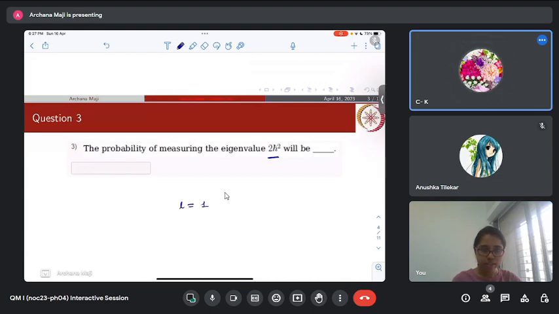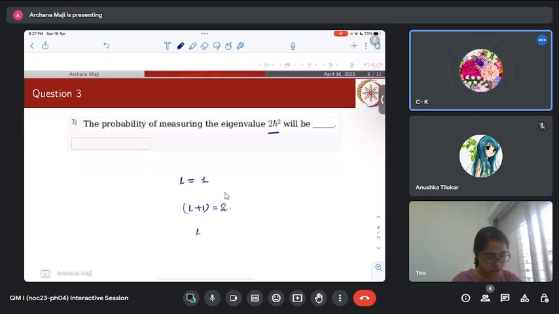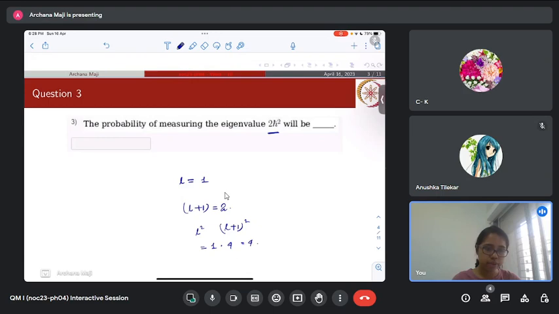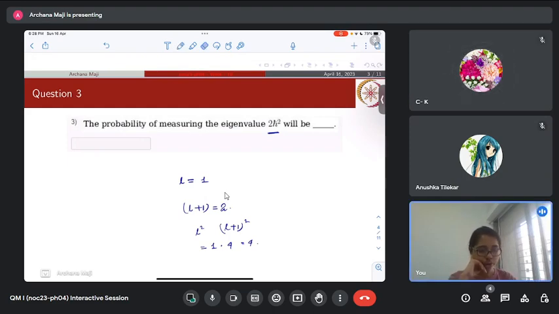Then l plus 1 is 2. So you have l and l plus 1 whole square, the multiplication, 4. But what is l into l plus 1 whole square? That is the problem. That is the expectation. How do we calculate the probability?